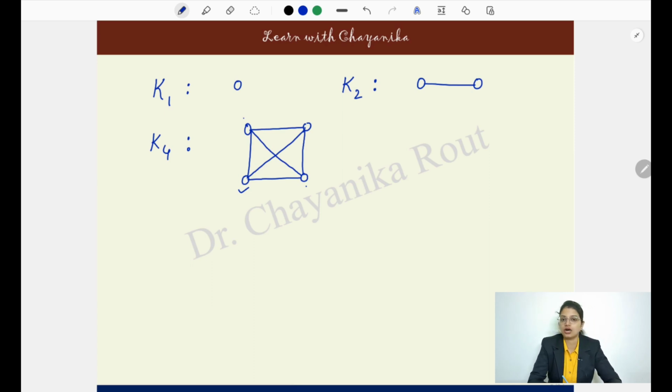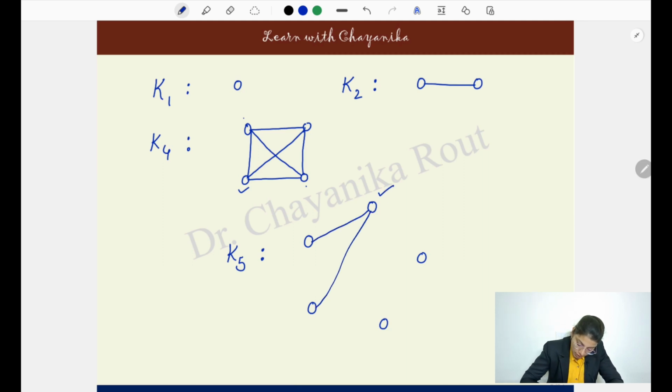This is how we draw a complete graph. Let's draw K5 very carefully. So the order is 5. We should have 5 vertices in our graph. It is K5, that is a complete graph of order 5. So choose one vertex, make it adjacent to every other vertex in the graph.